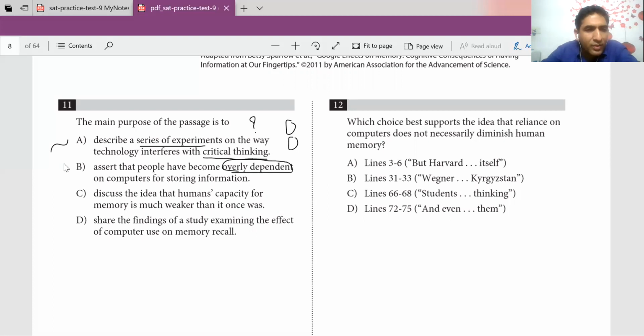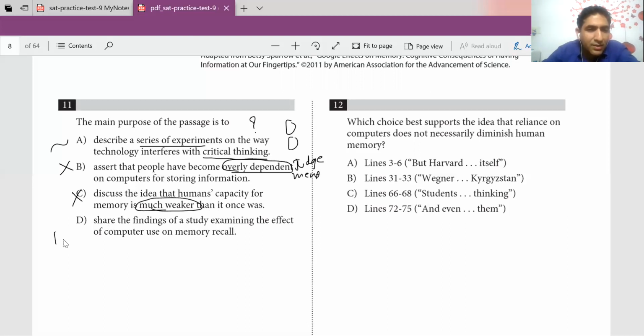See, there is nothing like "over". It's not a commentary. It's just talking about the experiment and its results. It's not giving its own judgment. When you say overly dependent, it is a judgment. The passage does not try to give any judgment here. It's just a description of the experiment and the results. Discuss the idea that humans' capacity for memory is much weaker. It does not talk about weaker or stronger than it once was. So again, gone. Share the findings of a study examining the effect of computer use on memory recall.